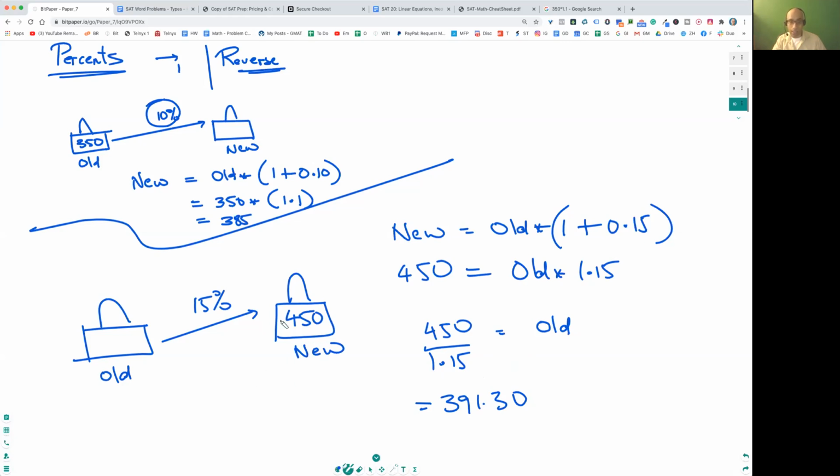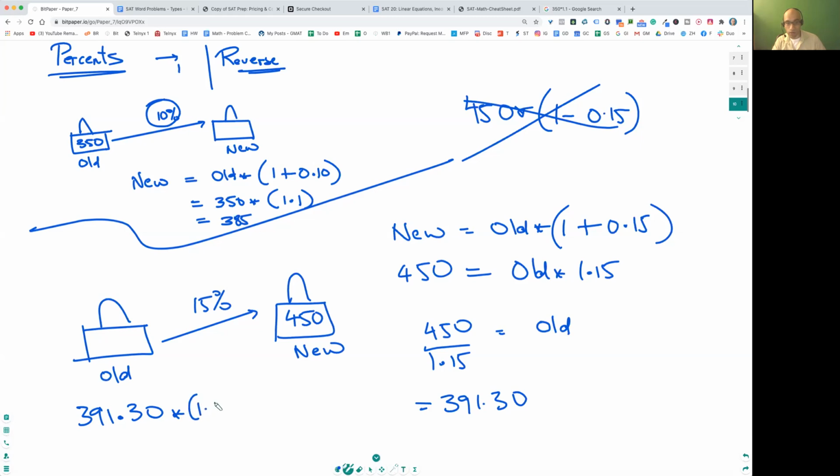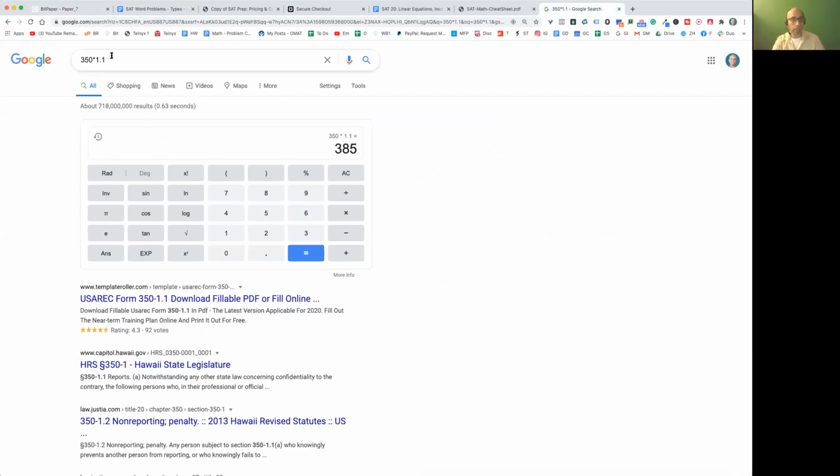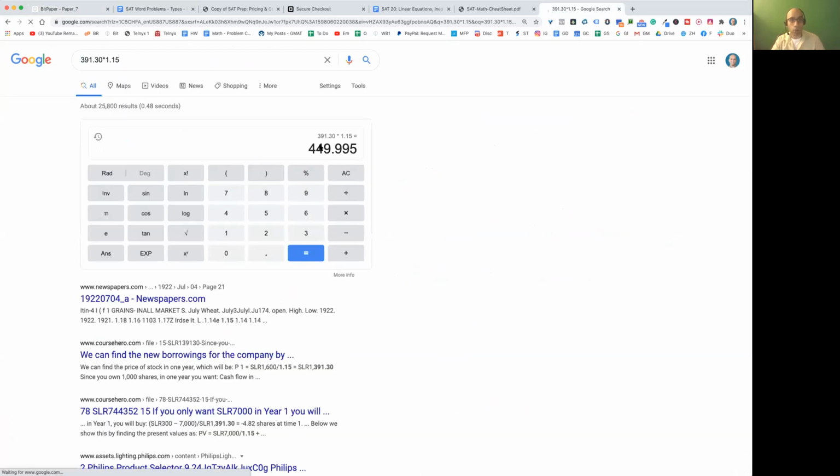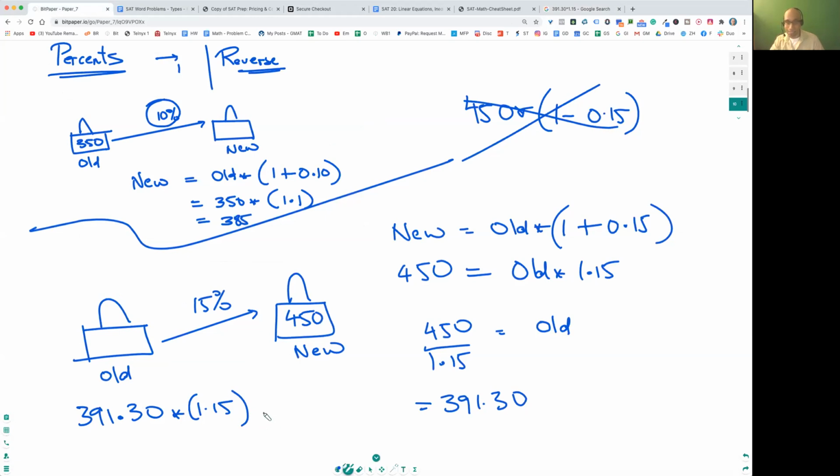Don't do it weirdly. Some people like to do 450 times 1 minus 0.15. That's wrong. Don't do it this way. It's got to be done this way. Look at it this way: 391.30. When you increase it by 15%, if you try 1.15, you're going to get 450. So try that: 391.30 times 1.15 should give you roughly 450. So that's how you got to do it. This is the correct way to do these problems. Don't do it this way.